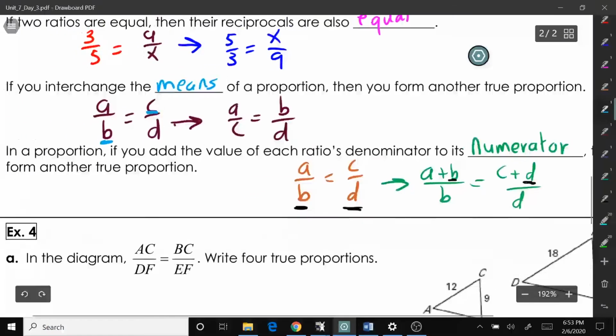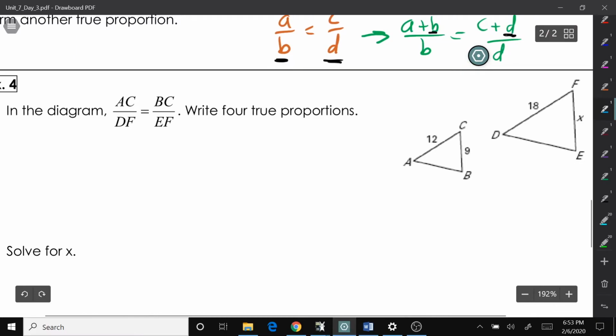So let's look at example number 4. We want to write 4 true proportions. We're only going to write a couple of them because, again, usefulness. We don't want to do a lot of work that isn't going to help us solve the problem.